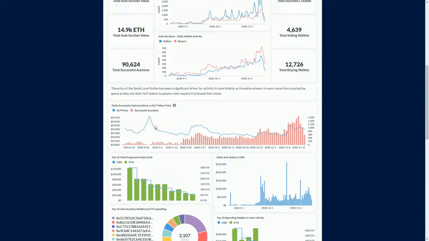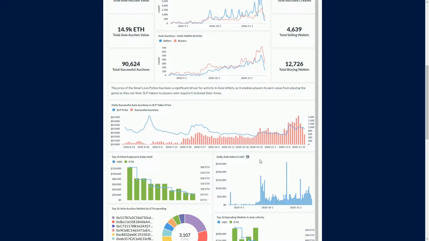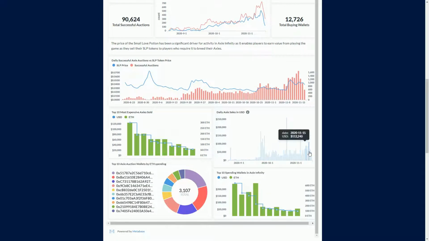Here, in blue, is the price of the small love potion. It's pretty steady, goes up and down. It's been higher in the past, but it's still about 4 cents at the moment. And then this is successful auctions again. We can see there's a boom going on in auctions at the moment, highest ever. We can also see this in USD. Obviously the price of ETH is going up a lot at the moment, so that will inflate the sales to some degree. If you're selling something at 1 ETH, it used to be $350. Now it's almost $500.